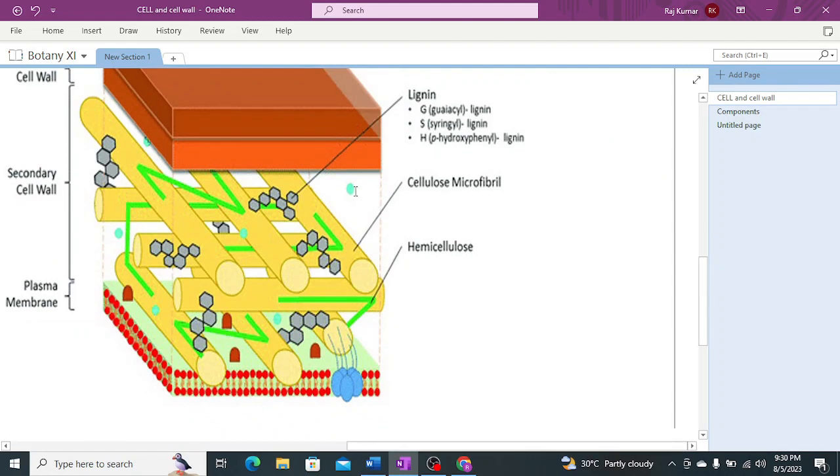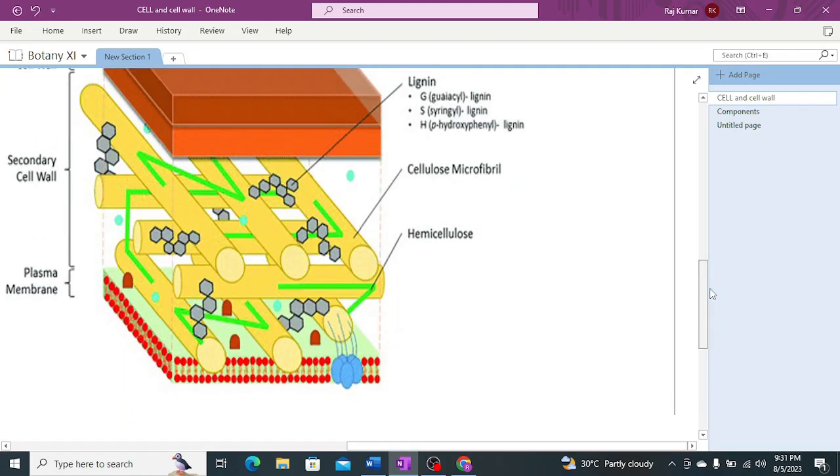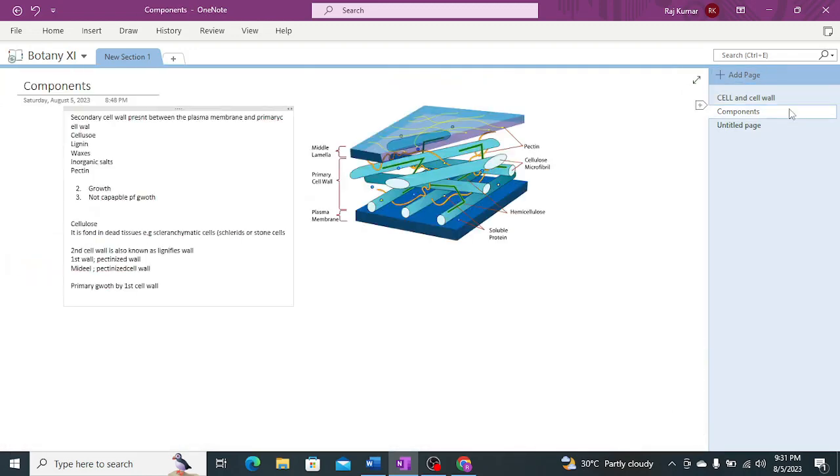Yes. So here inside that we have the lignin molecules. These lignin molecules are made up of types of lignin: G lignin, S lignin, and H lignin. G lignin stands for guaiacyl lignin, S lignin stands for syringyl lignin, and H lignin stands for p-hydroxyphenyl lignin. These are names which are quite difficult to pronounce.